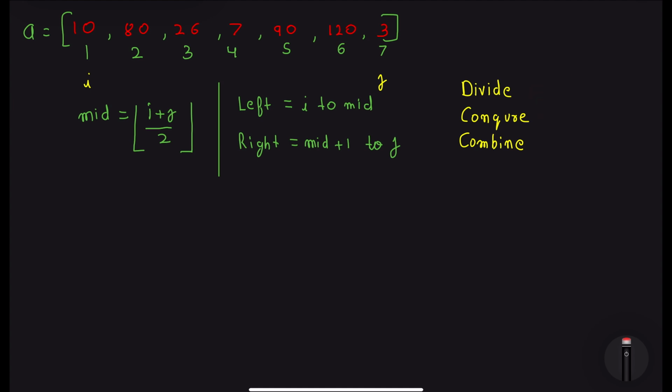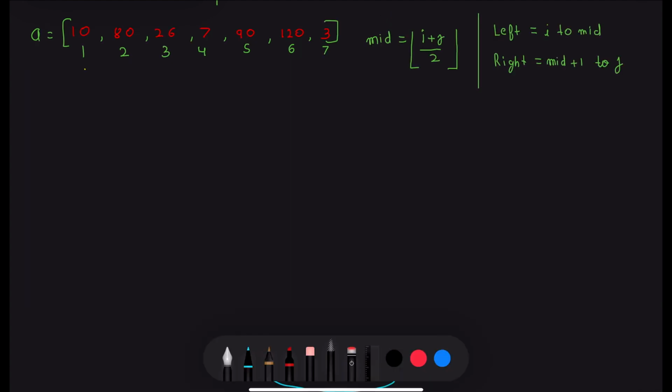First the divide will happen. So we will divide the array into two parts. For it, mid is calculated using floor of (i plus j) by 2. Left side will have elements from i to mid and right side will have elements from mid plus 1 to j. Let's try to run the algorithm.